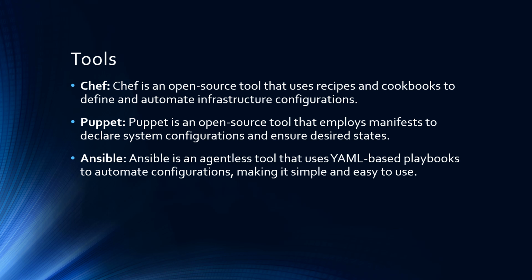Puppet, another popular open-source tool, takes a slightly different approach with its declarative language and manifests. Instead of writing step-by-step instructions, you declare what you want your system to look like, and Puppet figures out how to make it happen. This approach can be particularly effective for maintaining large-scale infrastructure where consistency is crucial.